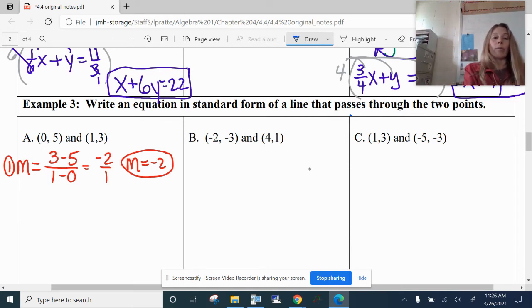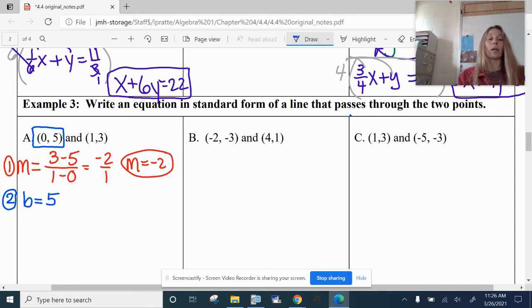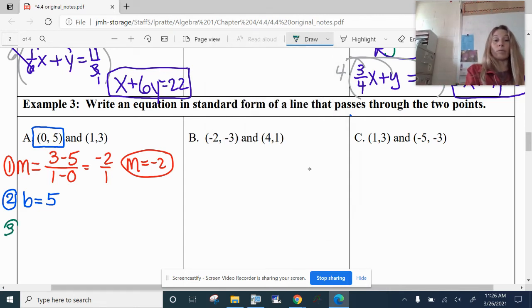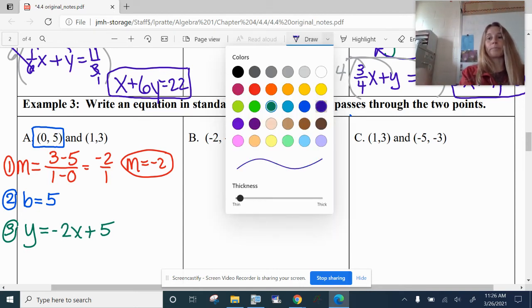However, in this problem, it just so happens that one of the points that was given to us already was the y-intercept. So for me, it's just easier to say, oh, the b is 5. I don't really need to do point slope there. If you did, you'd end up in the same place anyway. Y equals negative 2x plus 5. So no harm, no foul.